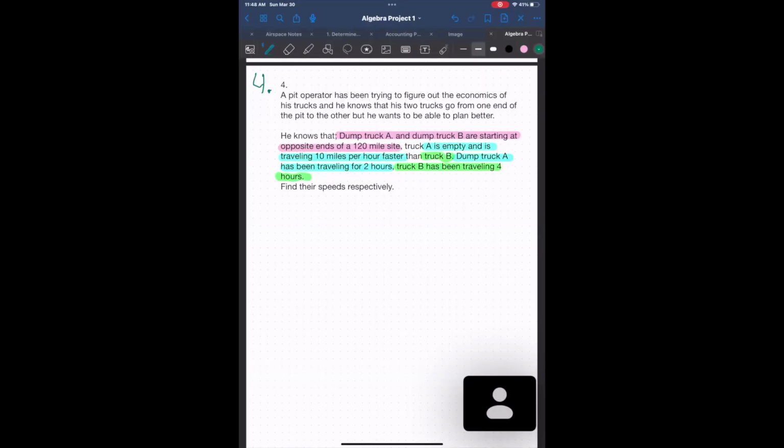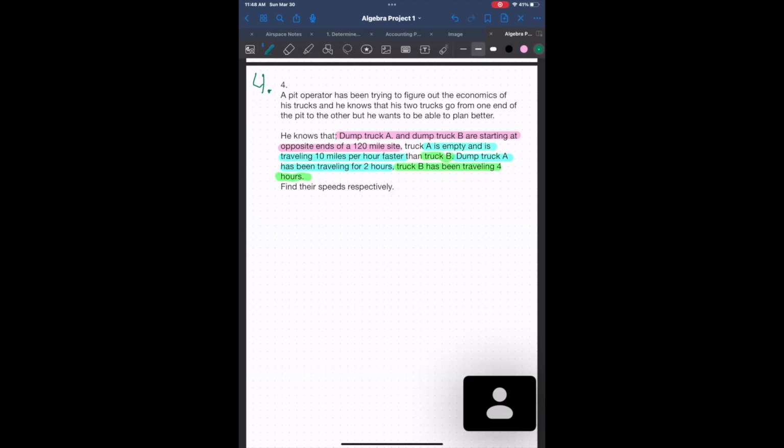Okay, so here we are at number 4. Again, in dealing with construction and the logistics for construction, which is always super fun to think about. This is our uniform motion problem. Okay, this is number 4. And what we've got here is 2 dump trucks moving at opposite ends of a 120 mile site, big site. Imagine Australia. And truck A is empty and it's traveling 10 miles per hour faster.